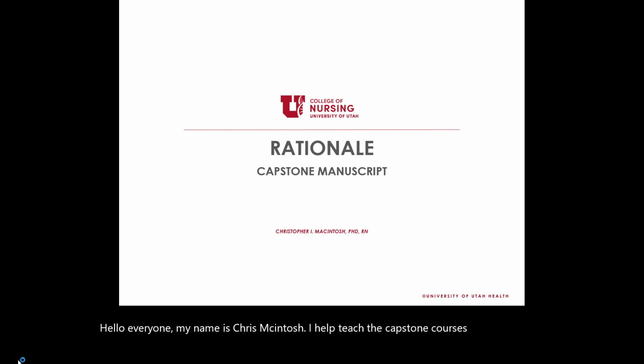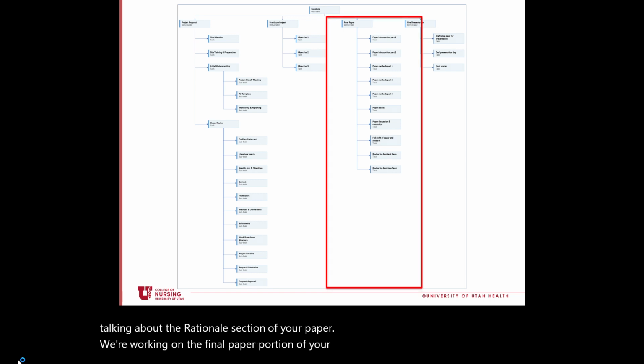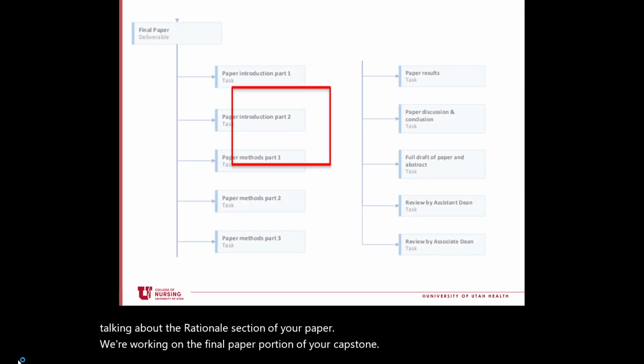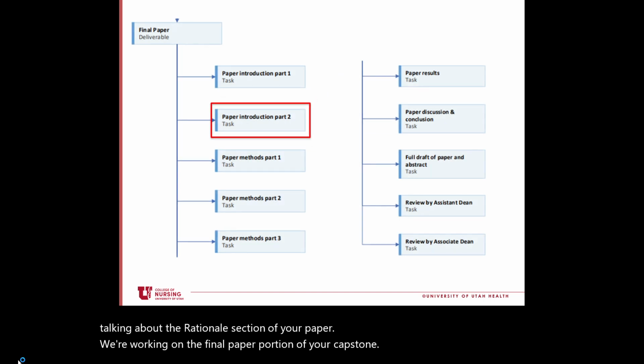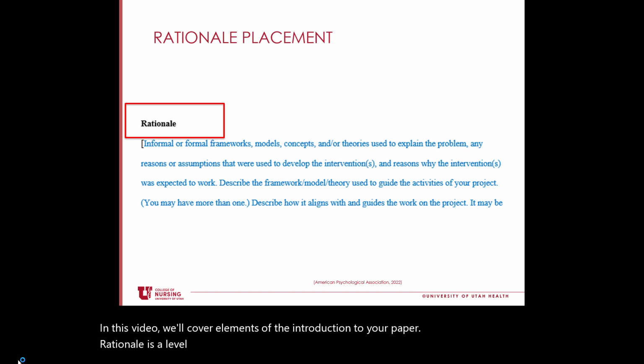Today we're talking about the rationale section of your paper. We're working on the final paper portion of your capstone. In this video, we'll cover elements of the introduction to your paper. Rationale is a Level 2 APA heading in this paper.